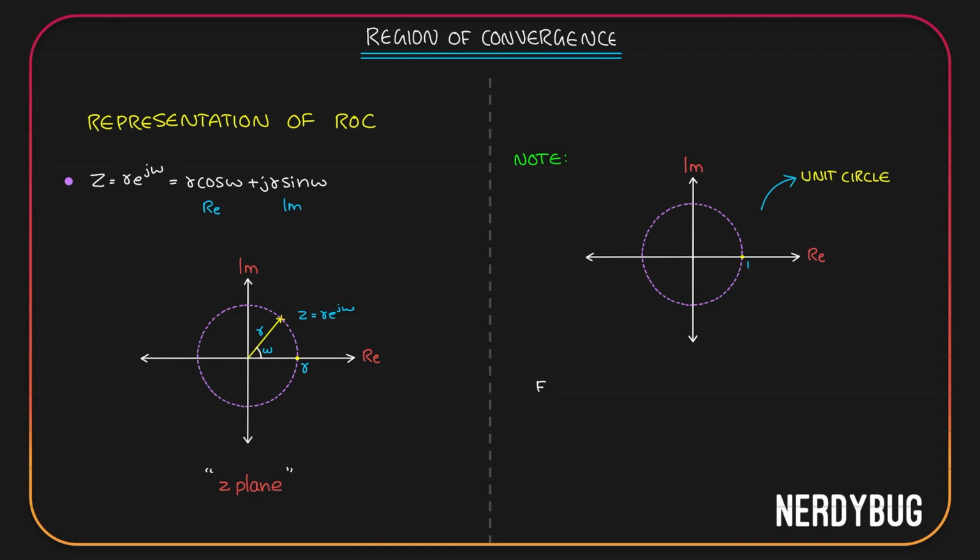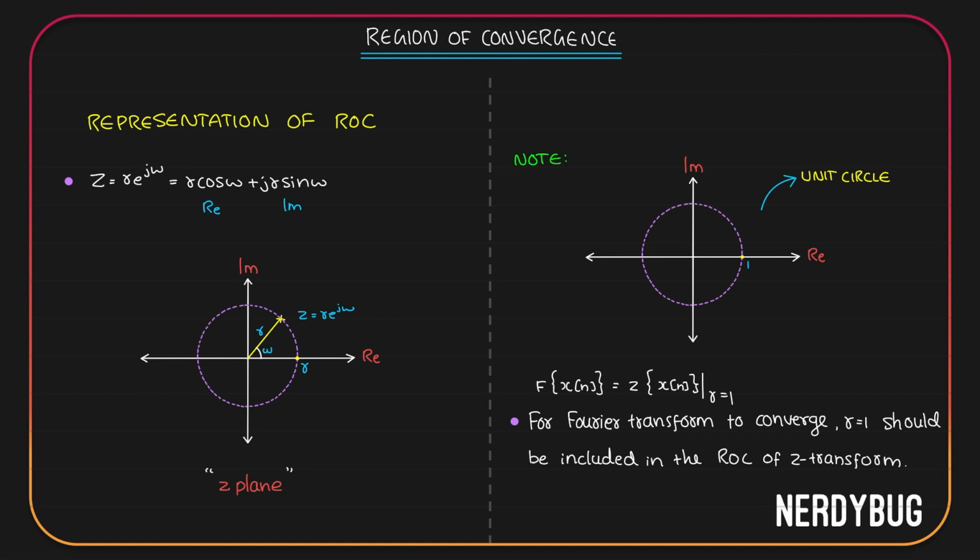Now we know that Fourier transform of a sequence x of n is equal to z transform of the sequence x of n if r is equal to 1. That means if r equal to 1 is included in the ROC of the z transform, then the Fourier transform of x of n exists. If r equal to 1 is not included in the ROC, then the Fourier transform of x of n does not exist. So we can conclude that for Fourier transform of a signal x of n to converge, r equal to 1 should be included in the ROC of its Z transform.